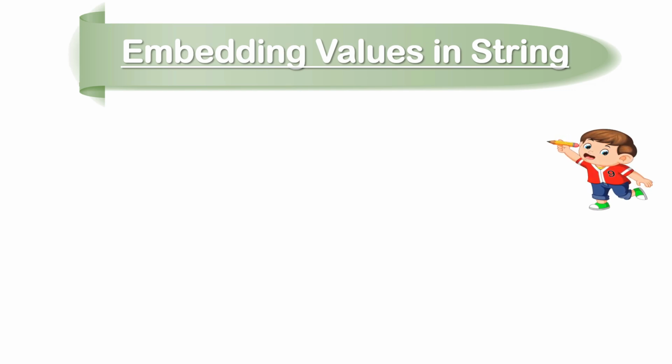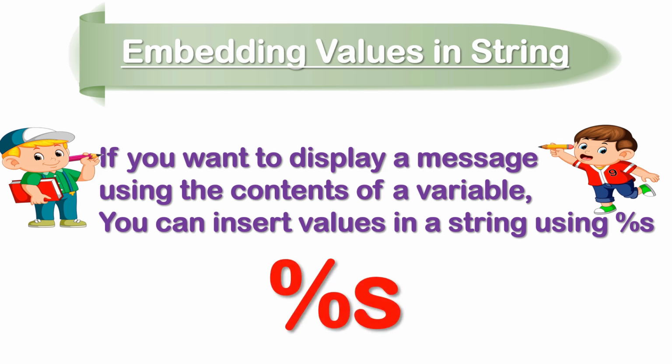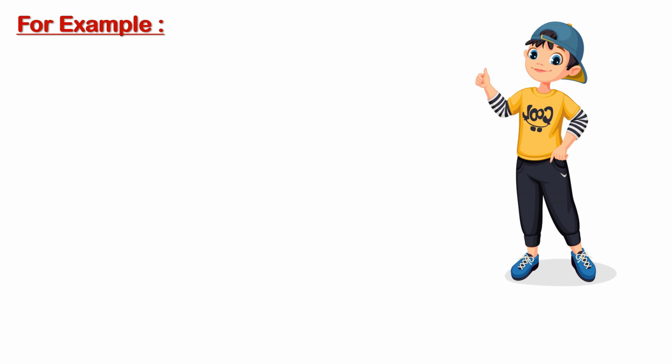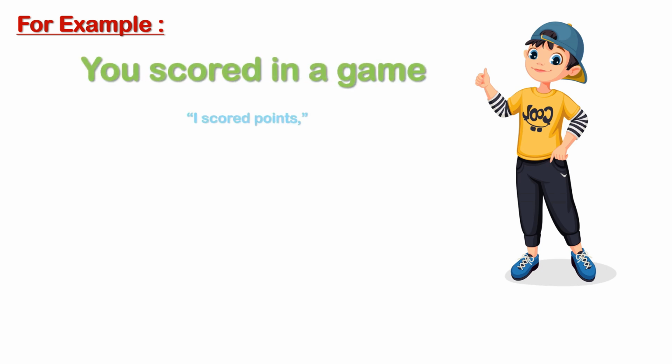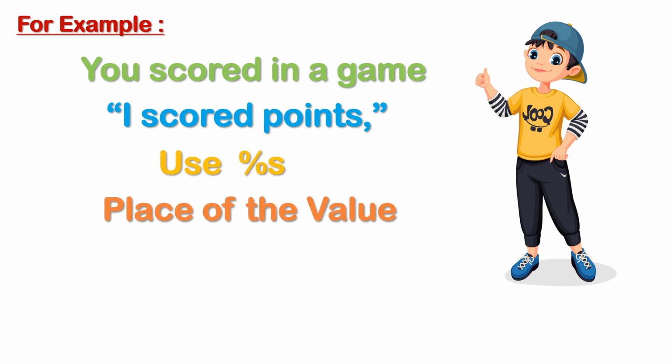Now we will see embedding values in strings. If you want to display a message using the contents of a variable, you can insert values in a string using %s, which is like a marker for a value that you want to add later. For example, to have Python calculate or store the number of points you scored in a game and then add it to a sentence like I scored points, use %s in the sentence in place of the value and then tell Python that value like this.